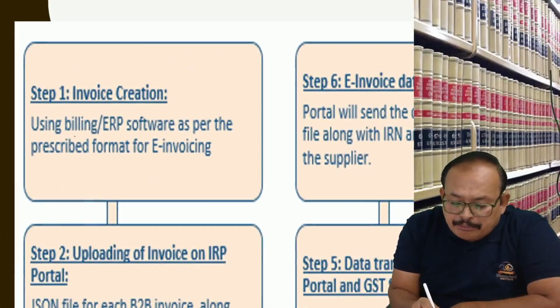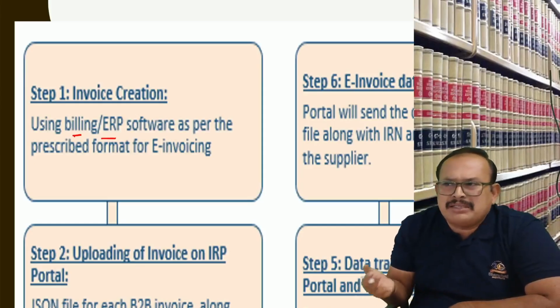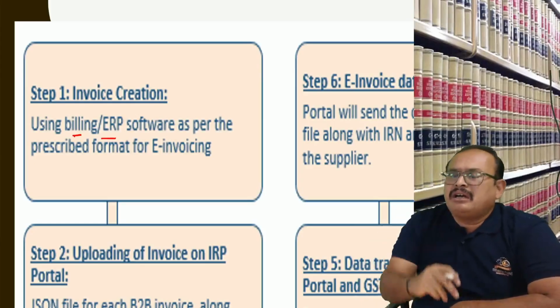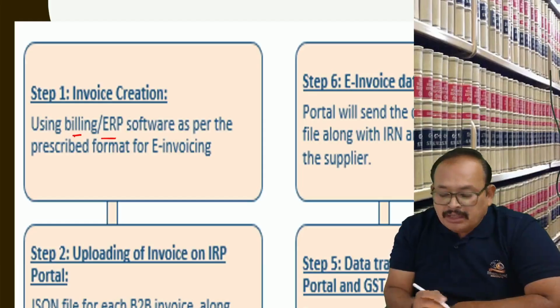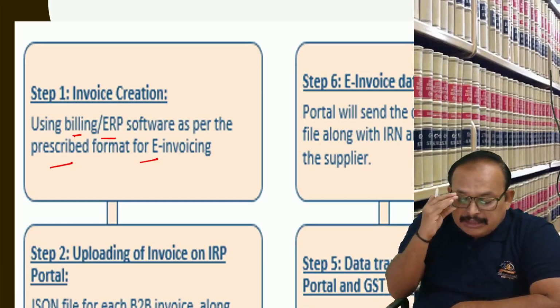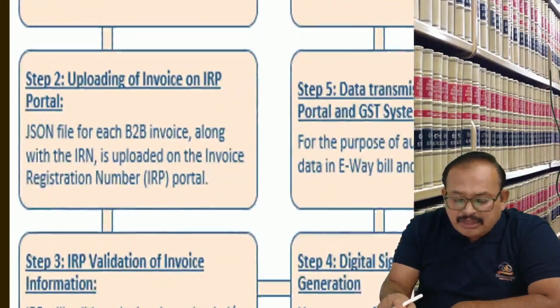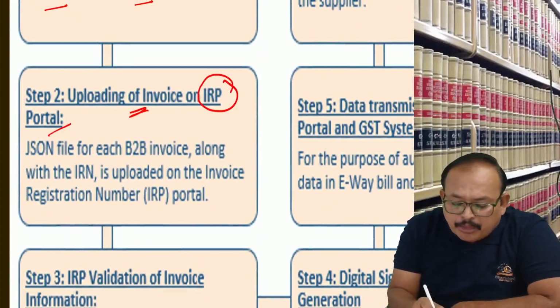using the billing or ERP software package, because it is required. A software package, an ERP package, is the minimum requirement, unless you have customized tools other than an ERP package. Online system software as per the prescribed format for e-invoice, where invoice creation takes place. Upload of invoices on the IRP portal.